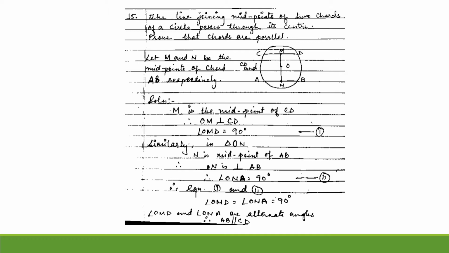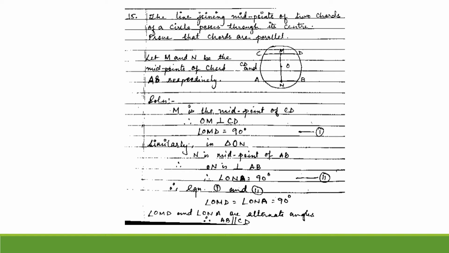the midpoints of the two chords of a circle passes through its center. They're talking about this line which is passing through the center and joins CD with the midpoint here and N with the midpoint on the line AB. Now we need to prove that the chords are parallel.